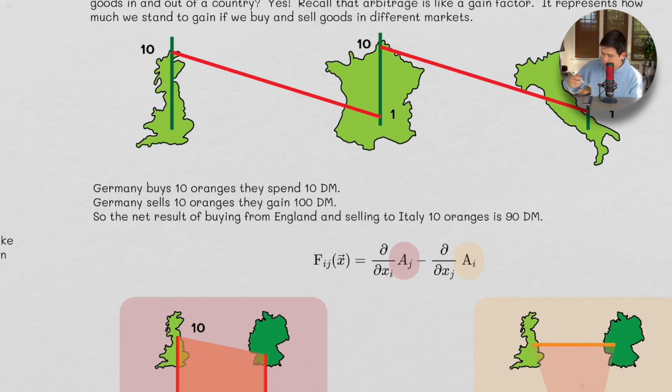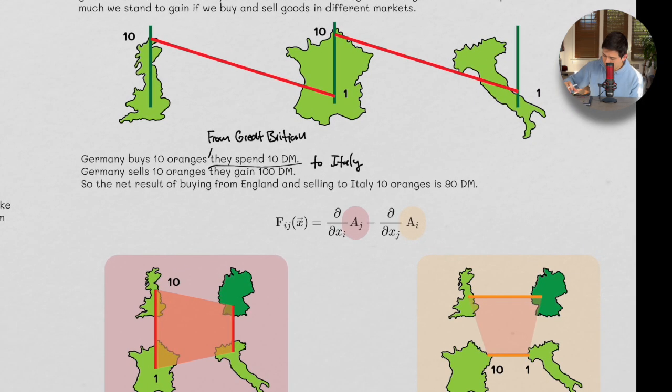They're buying 10 oranges from Great Britain, and here selling to Germany, sells to Italy, right? So the net result of buying from England and selling to Italy 10 oranges is 90 Deutschmarks. So that's a gain. That's a gain factor, right?